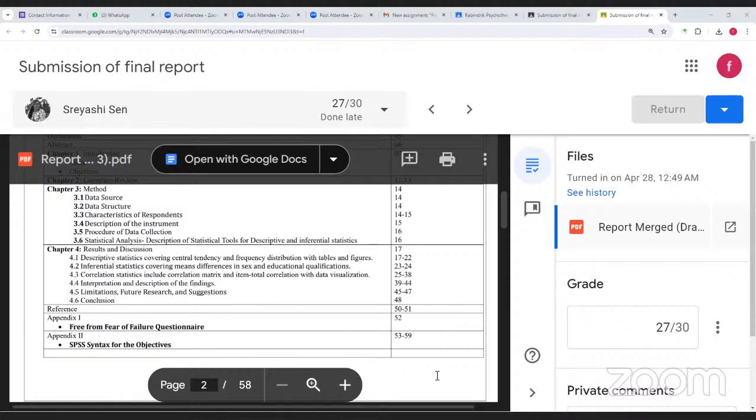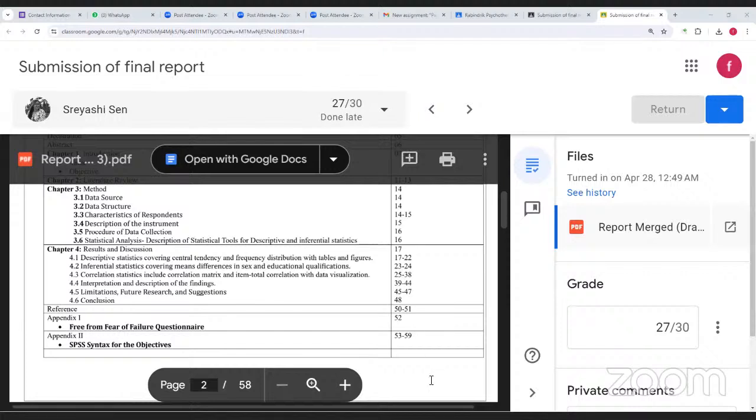Because you are interested to use MANOVA or PCA, you have to describe what is PCA and what is MANOVA, everything. And why you have used MANOVA on your data set, why you have used PCA, what is your purpose, you have to write down. That is in the method section. Next is chapter 4.